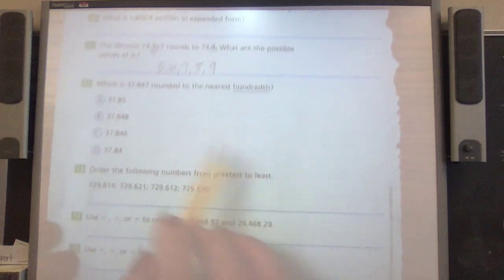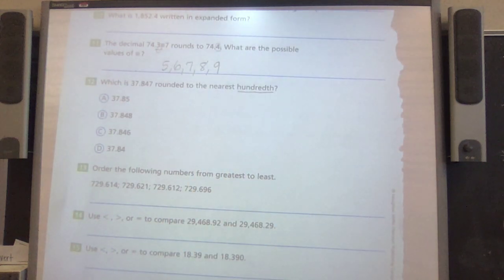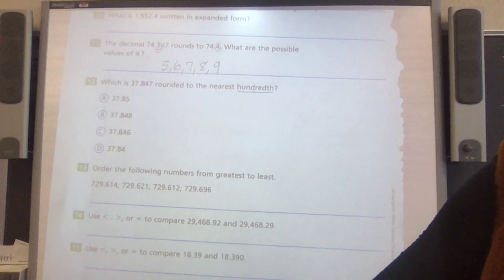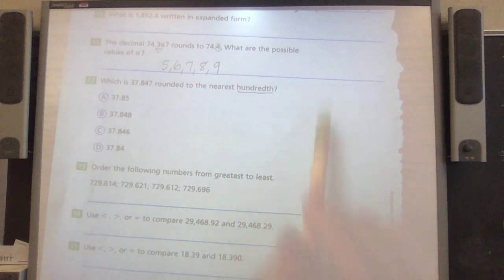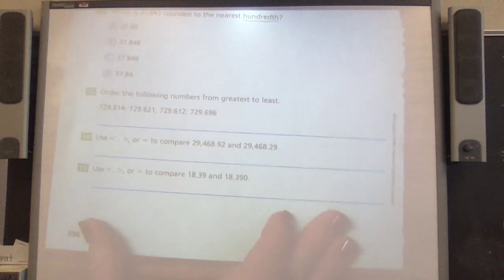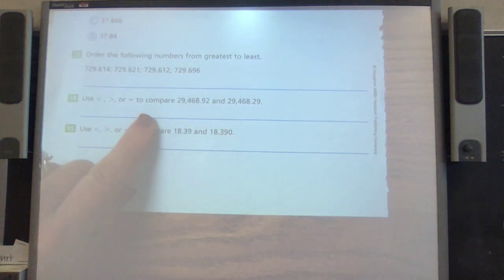13 says round the numbers from greatest to least. So carefully look at them, not round them, order them from greatest to least. So make sure you put your largest one first. And be careful. You might want to lay them on or write them on top of each other, and that helps you compare. Okay, and then I'm going to help you compare these.